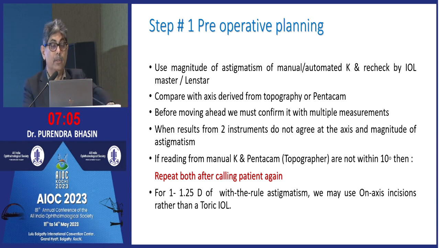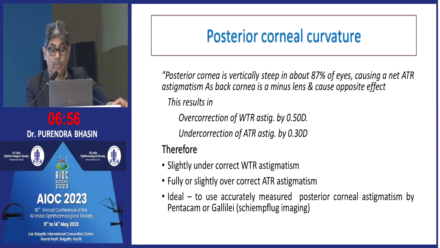For 1 to 1.25 diopters of with-the-rule astigmatism, we may use on-axis incisions rather than a toric IOL. I have seen that if it is against-the-rule astigmatism of one diopter, then we correct. If it is one diopter of with-the-rule astigmatism, the on-axis incision will help, and we don't require a toric IOL by and large.